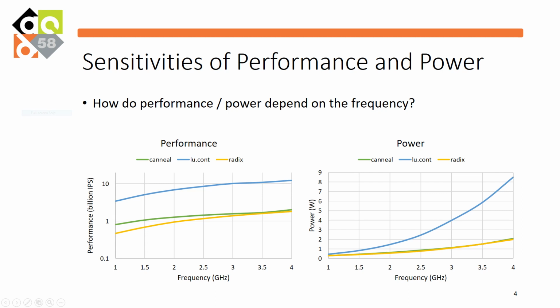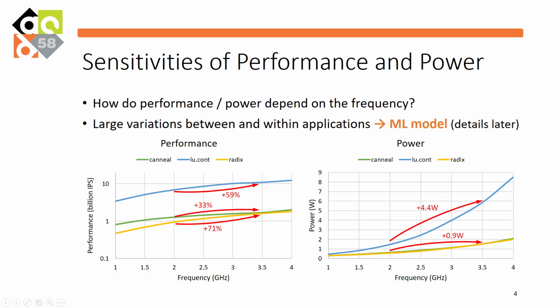These graphs show how performance and power depend on the frequency for three applications, LU-Cont and Radix that we already saw earlier, and Blackscholes from Parsec. These applications have very different characteristics. The performance impact of changing the frequency, for example from 2 to 3.5 GHz, is very different. While Radix gets 71% faster, Blackscholes only gets 33% faster.